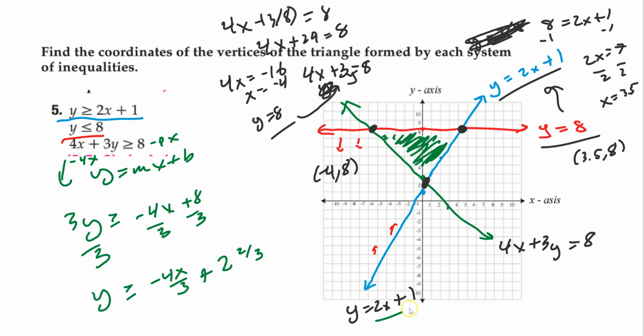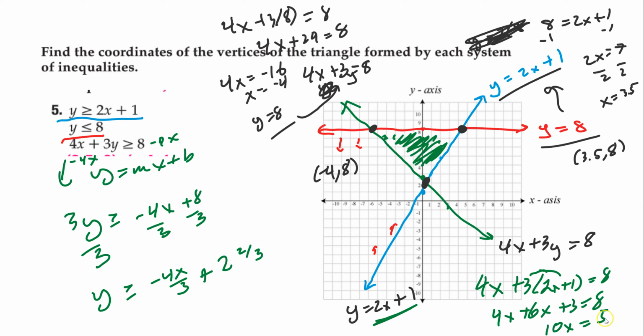Easiest way to solve it, substitution in this case. I already have y equals 2x plus 1. So you plug it in. 4x plus 3 times (2x plus 1) equals 8. Solve. So 10x equals 5, x equals 1/2. And then you plug it in, you'll get 1/2 and some number. I'll plug it in real quick. 1/2 and 2. That was actually pretty decent.